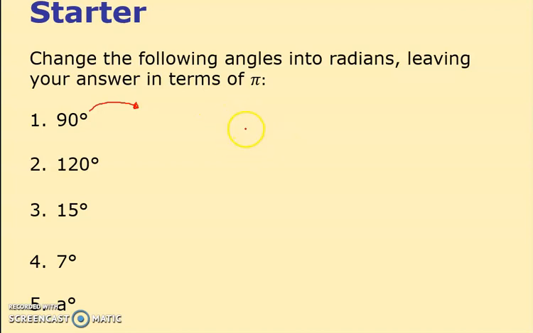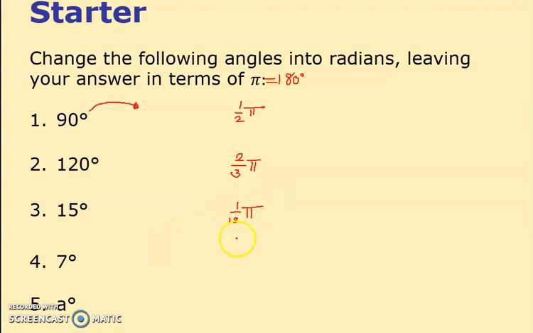Hopefully you've paused it and you've done them, and I'm going to do it now. The key, of course, is that pi equals 180 degrees. So as soon as you see 90 degrees, you say to yourself, that's half a pi, or pi by 2. It depends how you want to write it. 120 is like 2/3 of 180, so that's 2/3 of pi. Now 15, how many 15s? I think 12 15s are 180, so this is 1/12 of pi.